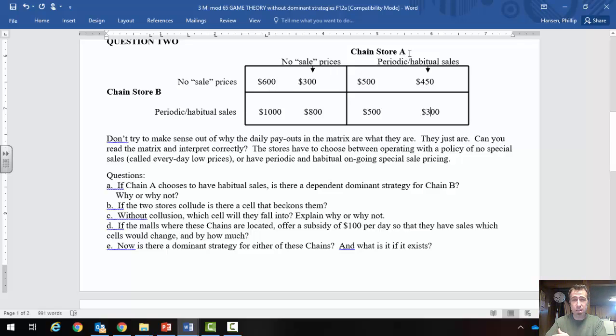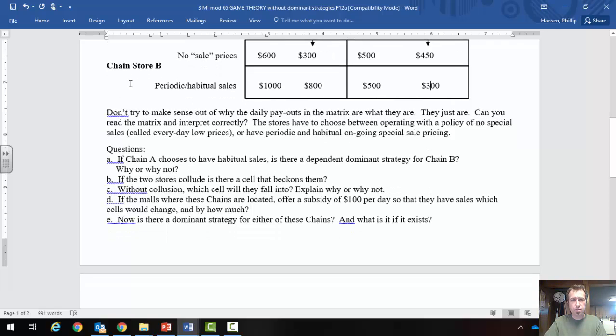Now, chain store A, though, 300 or 450. Well, 450 is better, but 300 is still worse than 800. So chain store A does not have a dominant strategy. It may have a dependent dominant strategy, but it does not have a dominant strategy. So the dominant strategy is chain store B will have habitual sales.